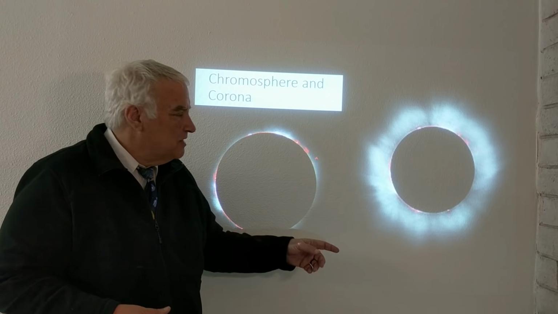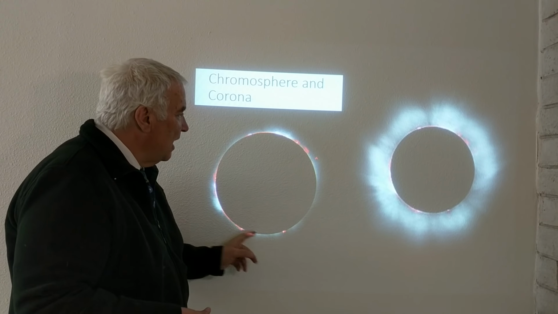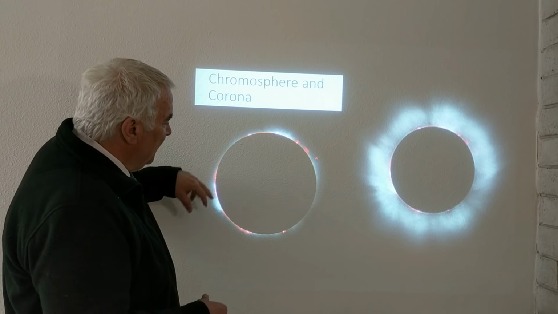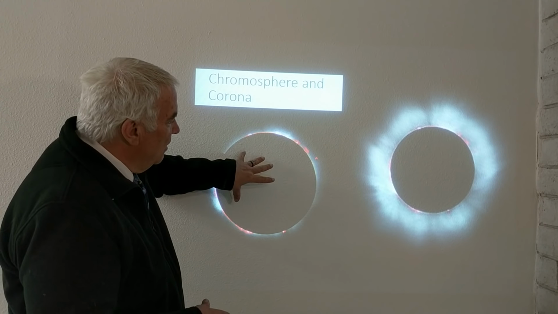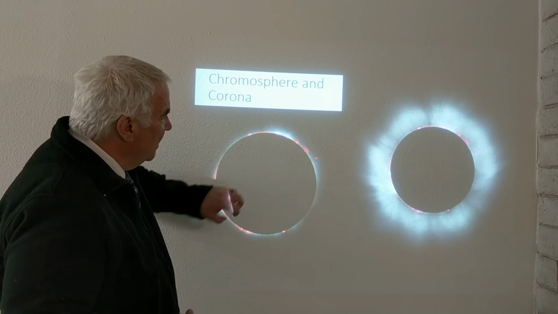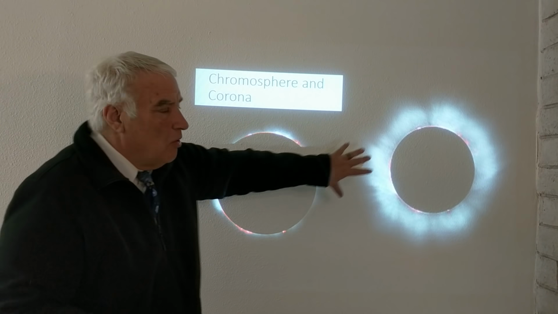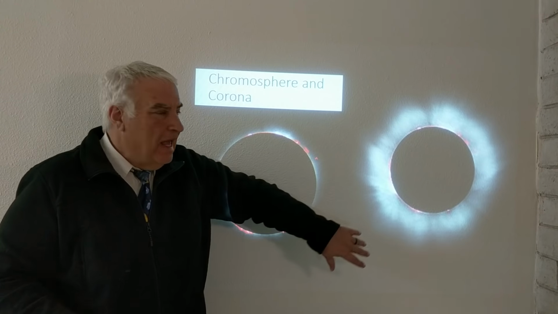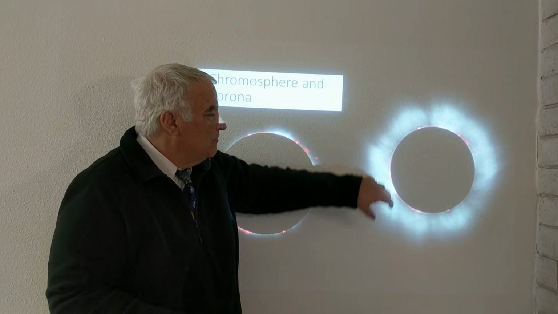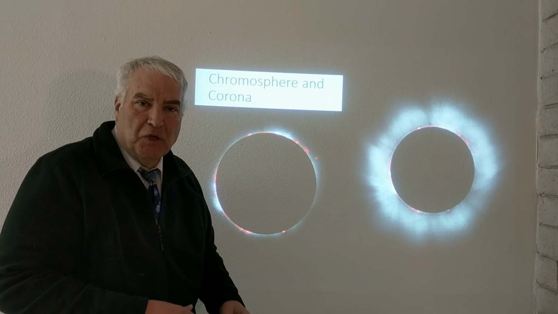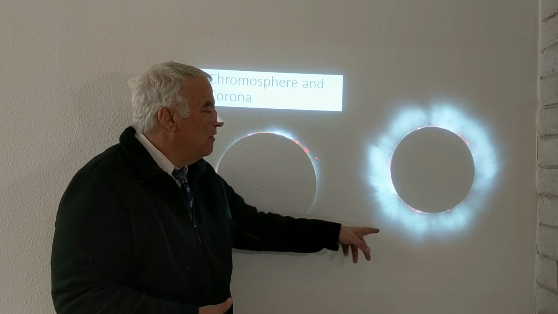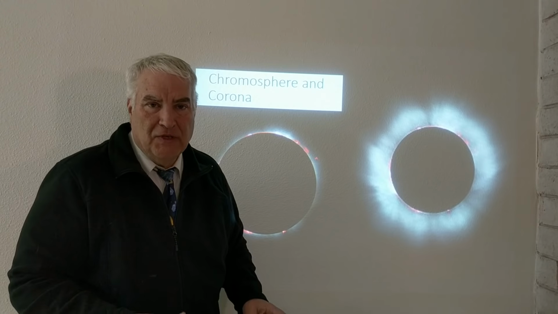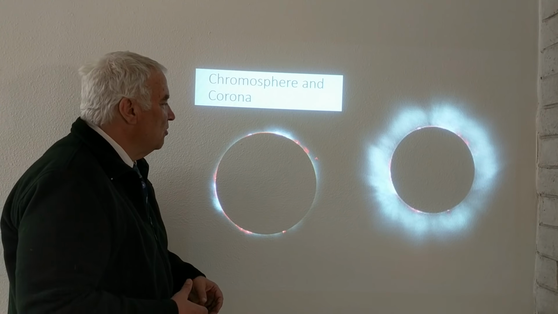So the only time we can see the chromosphere in visible light is during an eclipse, and that's what we see here. But once the eclipse is fully covering everything, we can see the corona. So the corona is the bright outer layer, and the reason it's bright, it's very thin, not much material there, but it's very, very hot. A million degrees or more, maybe 2 million or more degrees.